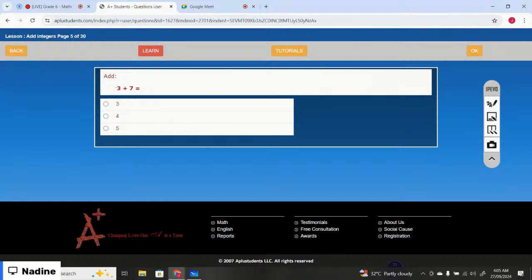Add negative 3 plus 7. So which is the correct option? That is 7 minus 3 is 4. So the correct option is 4. Option number 2 is the correct option.